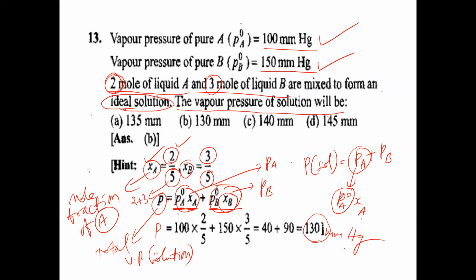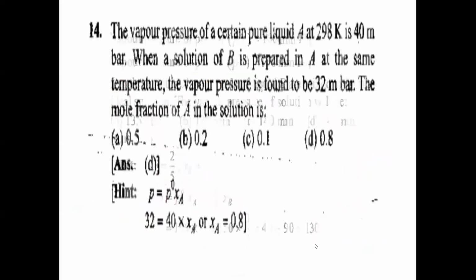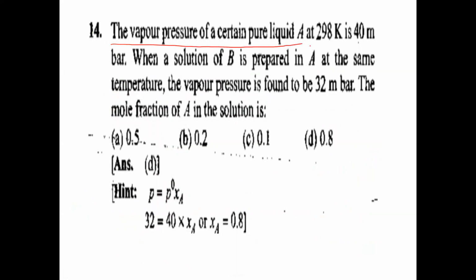So that was one of the important problems based on Raoult's law. Another important problem: the vapor pressure of a certain pure liquid A at 298 Kelvin is given. Pure liquid A means PA naught. PA naught means the pure liquid A vapor pressure is given in millibars.